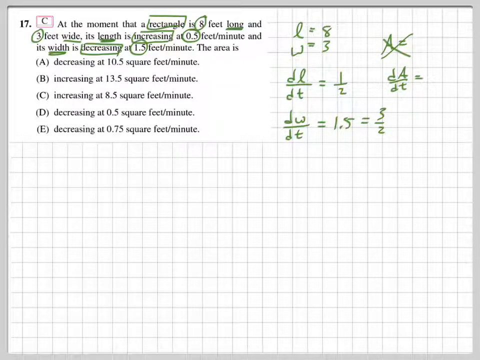So we need our equation that relates these rates. And the equation would be A equals length times width. How do I know? Because the area of a rectangle is length times width. And so we're going to take the derivative of this with respect to time. We take the derivative of A, we get 1, so we get dA over dt.